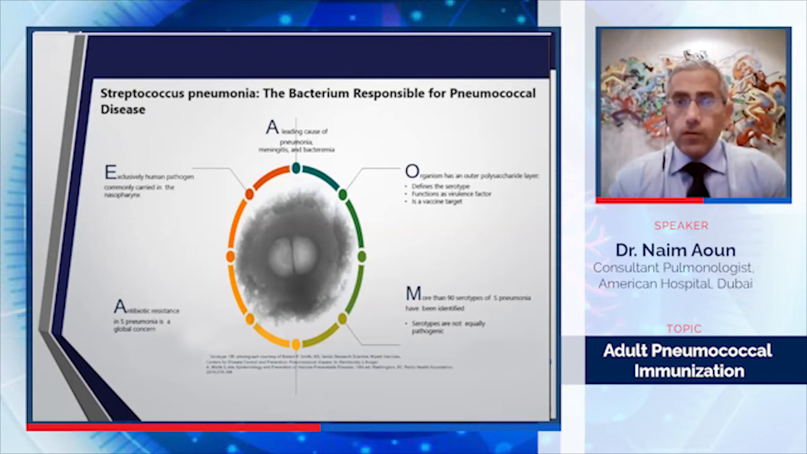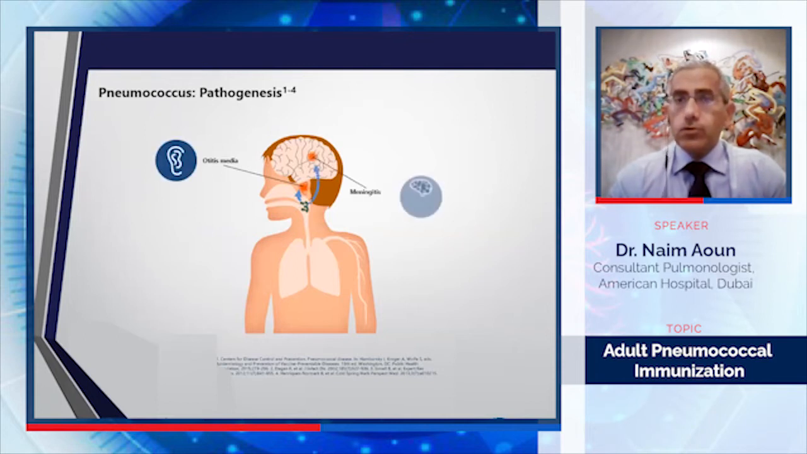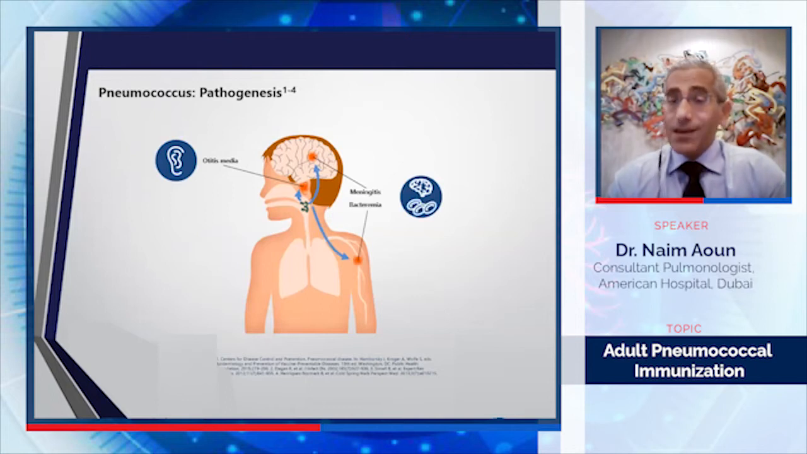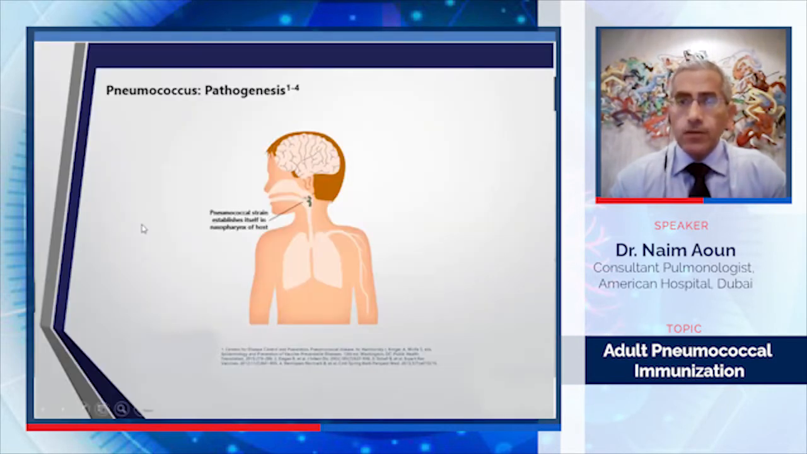So first of all, the pneumococcal strain establishes itself in the nasopharynx of a host. Then from there, it can migrate to cause otitis media, to cause the dreaded meningitis. It can cause bacteremia, can cause pneumonia, and from this host, we can have a transmission of the pneumococcus to other individuals, and that's how it becomes contagious.